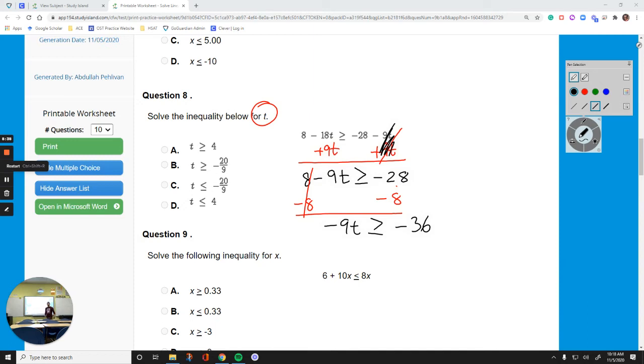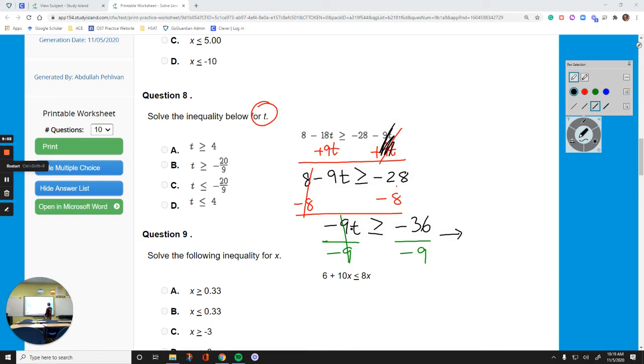The only thing that is left is getting the t by itself. It is negative 9 times, so I need to divide. I'm not going to add 9 to each side just because there's a negative in there. It is multiplied by the t. So divide by negative 9, divide by negative 9. Now, since I'm dividing by a negative number, I need to flip my sign. So these are going to cancel each other out.